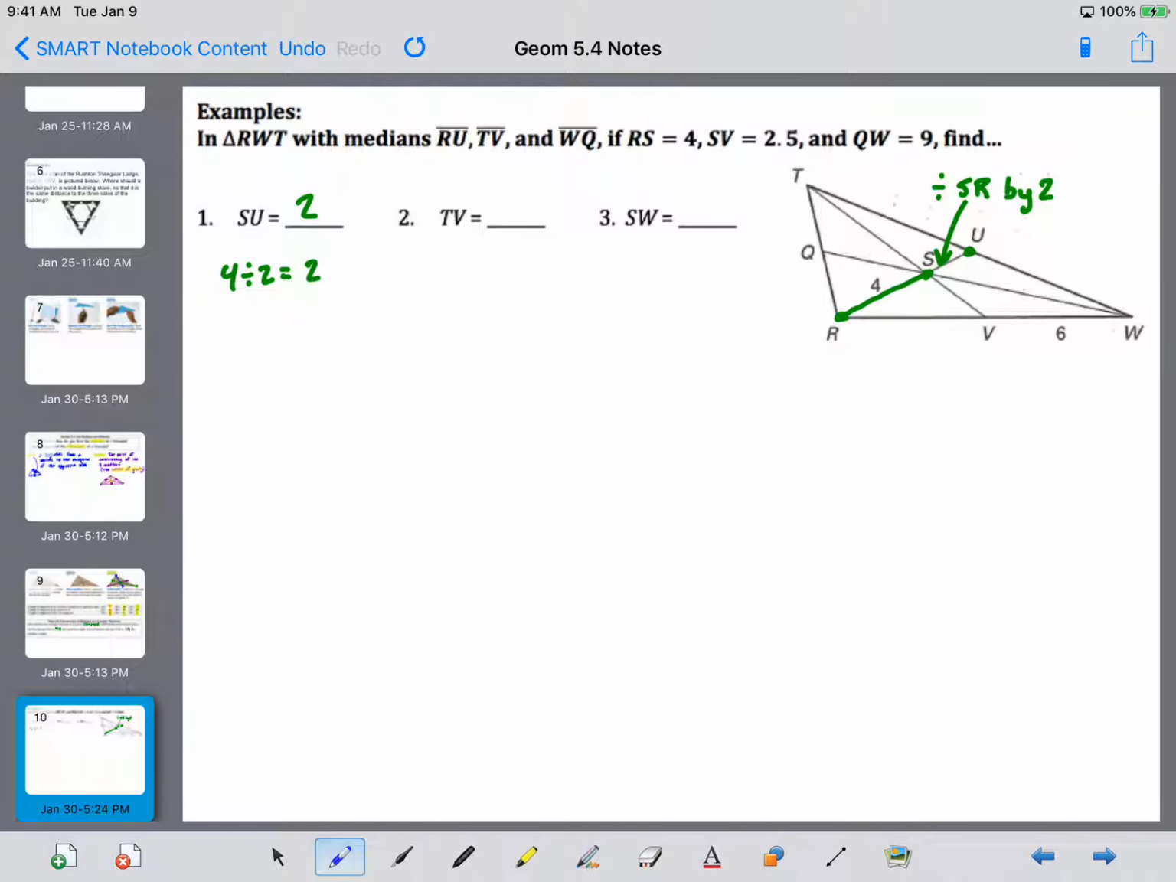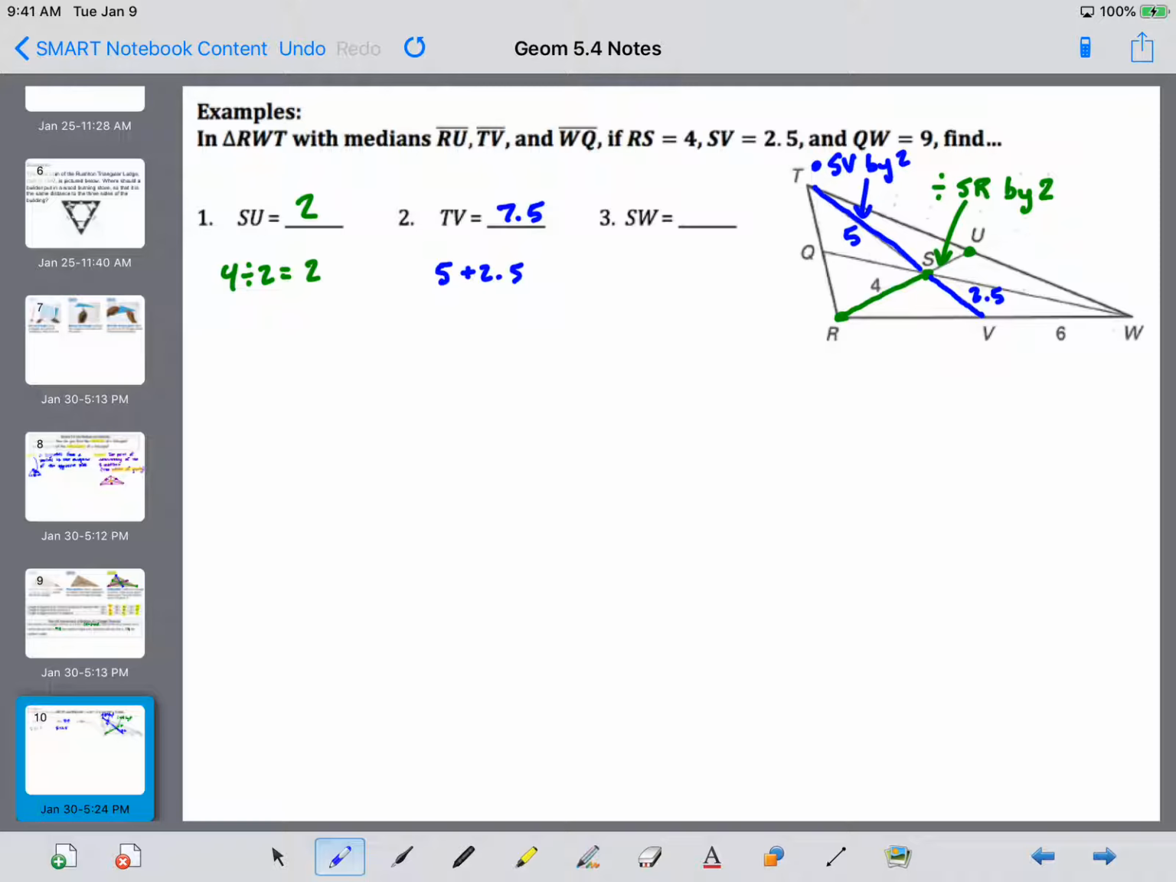Okay, let's look at our next example here. TV. Well, we know SV is 2.5, so that means from T to S, we can find that by multiplying SV by 2. So that means from T to S would be 5. And if we add that 5 and that 2.5, TV is 7.5.